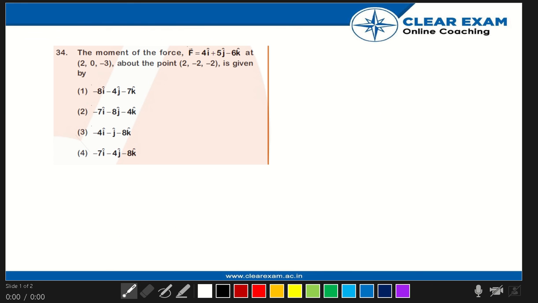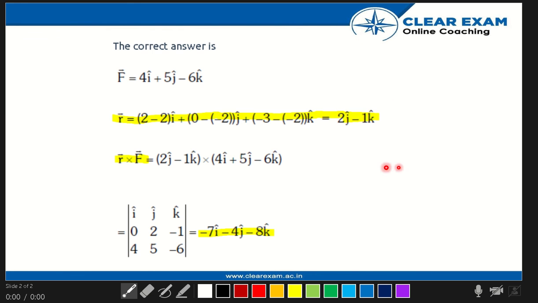For getting the moment of force, we will just take r cross F vector. This is the formula. Find the determinant of this matrix, and you will get r cross F vector, and this is the remaining vector that we have, and this is the moment of force.